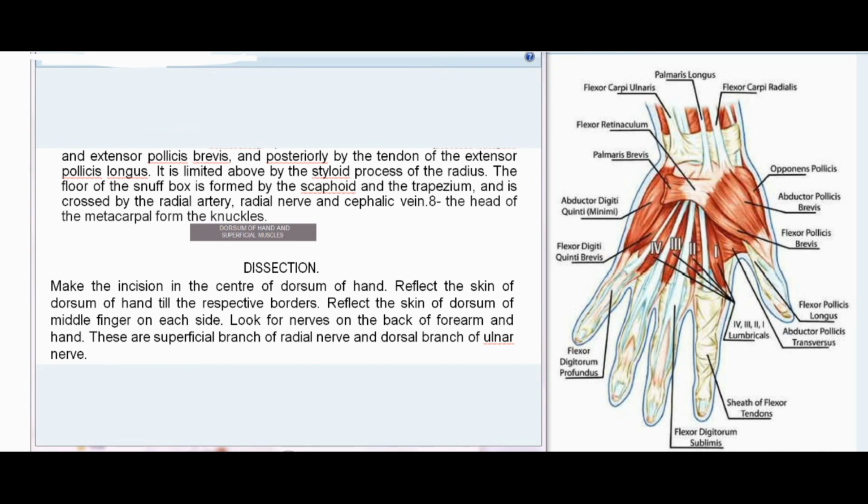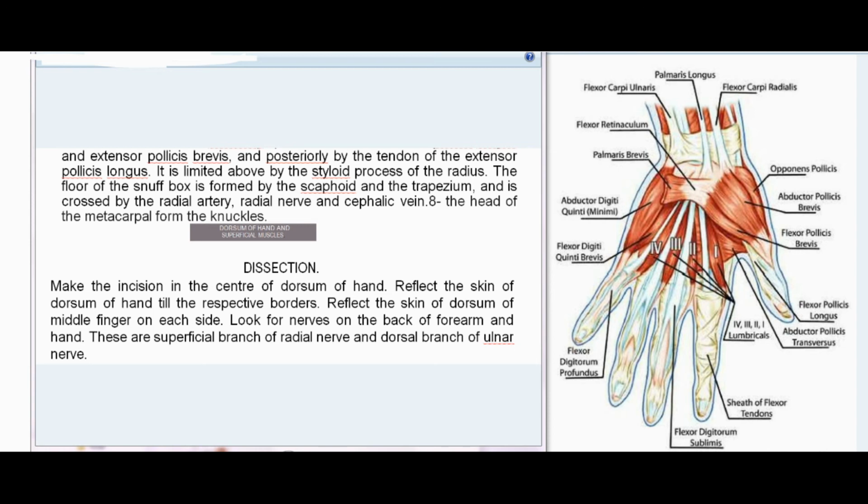It is limited above by the styloid process of the radius. The floor of the snuff box is formed by the scaphoid and the trapezium, and is crossed by the radial artery, radial nerve, and cephalic vein. 8. The heads of the metacarpals form the knuckles. Dorsum of hand and superficial muscles. Dissection. Make the incision in the center of the dorsum of hand. Reflect the skin of the dorsum of hand till the respective borders.